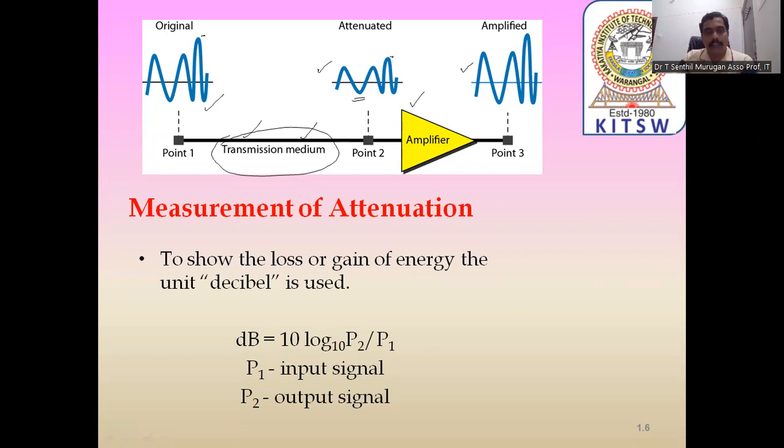Normally, loss or gain of energy is represented in the unit of decibel, written dB. What is the formula to calculate decibels? Decibel means loss or gain of energy: dB = 10 log10 (P2/P1). P2 is the output signal and P1 is the input signal. So this is the formula we apply for calculating the attenuation.